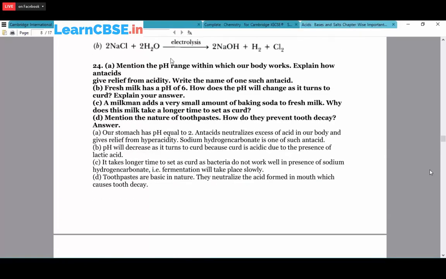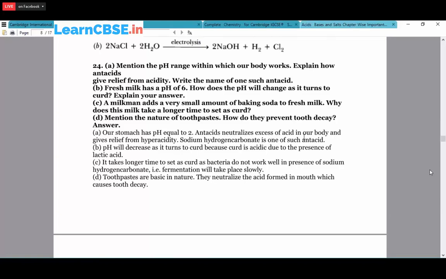Mention the pH range within which our body works. Explain how antacids give relief from acidity. Write the name of one such antacid. Our stomach has a pH of about 2. The antacids neutralize the excess acid present in the body, and also give relief from hyperacidity. Sodium hydrogen carbonate is one such antacid.